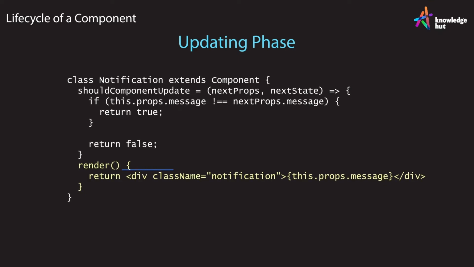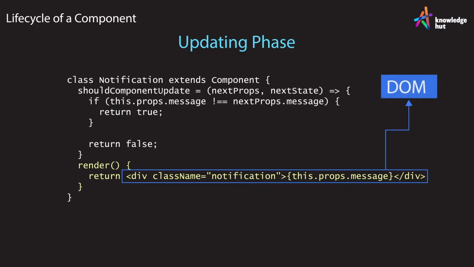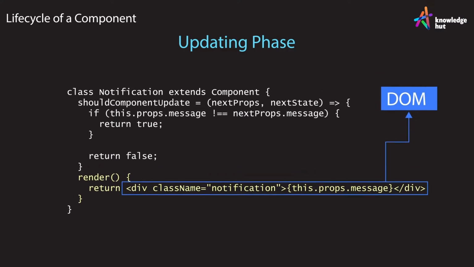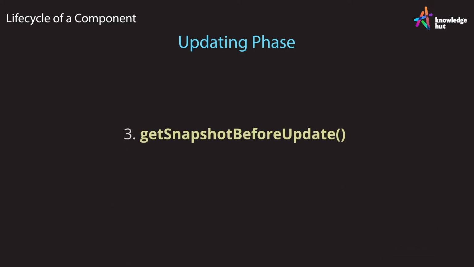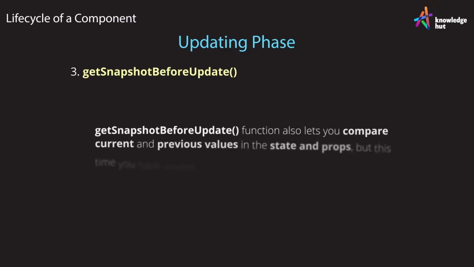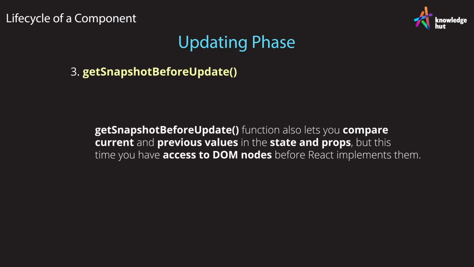At this point in the updating phase, we have decided if we want to re-render or not. If so, the render method is called, which returns a revised set of nodes to be updated in the DOM. But right before the changes are updated in the DOM, we get to use the getSnapshotBeforeUpdate function. This function also lets you compare current and previous values in the state and props, but this time we have access to DOM nodes before React implements them. This means that you can access and update DOM properties using React references.